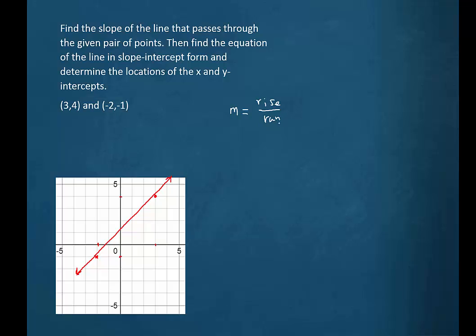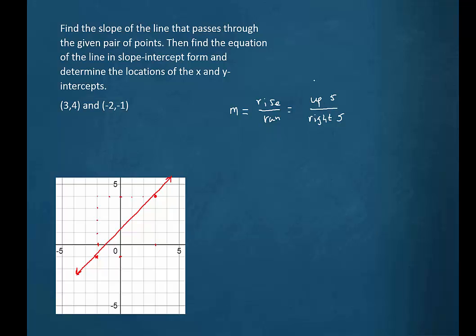That's the run. So if we were to start at this first dot, (3, 4), and then just start counting up, 1, 2, 3, 4, 5, then we would be even with this other dot. And if we start counting to the right, 1, 2, 3, 4, 5, we would actually hit the dot. So to get from one point to the next, we would go up 5 for a rise, and then to the right 5 for a run.